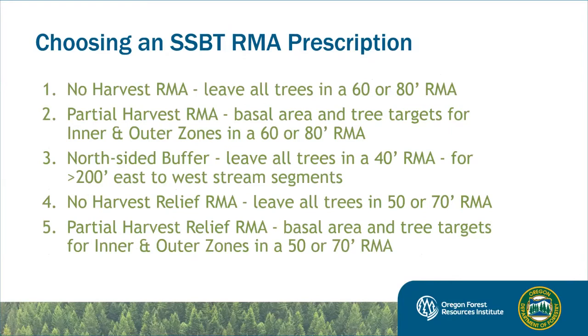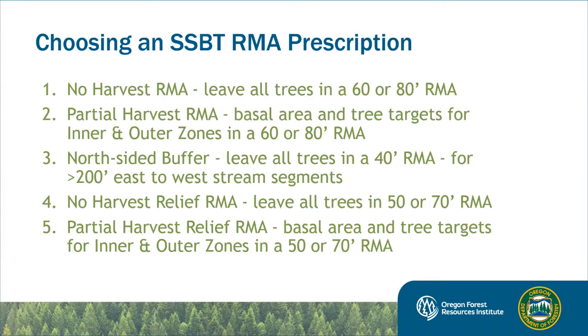So the prescriptions for SSBT are a little different than for a regular type F stream. Your first option is no harvest, and that's where you would just leave everything within 60 feet of a small or 80 feet of a medium SSBT. The second option is partial harvest, which is the example we're going through, and that's where you manage to the basal area and live conifer targets for the inner and outer zones. Third option is north-sided buffer, and this is for streams that run primarily east to west and are at least 200-foot segments, and that's where you can, on the north side of those streams, just leave a 40-foot no harvest buffer.